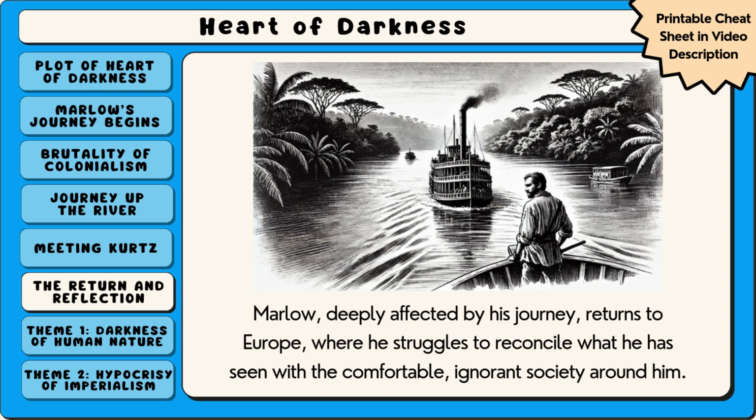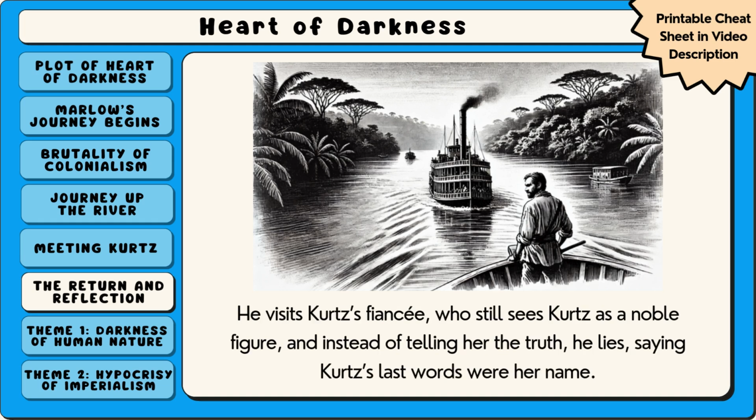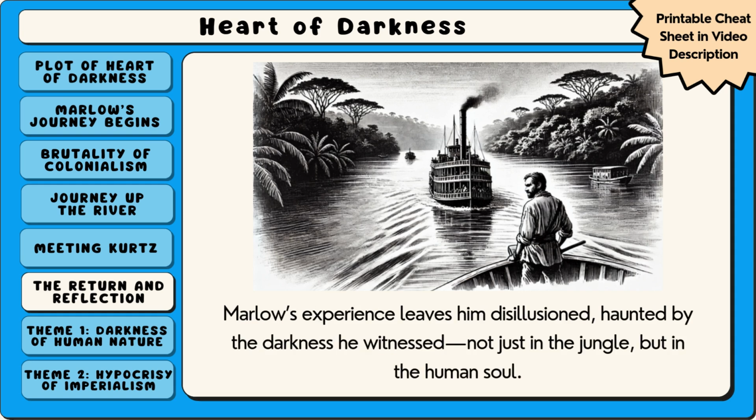Marlow, deeply affected by his journey, returns to Europe, where he struggles to reconcile what he has seen with the comfortable, ignorant society around him. He visits Kurtz's fiancée, who still sees Kurtz as a noble figure, and instead of telling her the truth, he lies, saying Kurtz's last words were her name. Marlow's experience leaves him disillusioned, haunted by the darkness he witnessed, not just in the jungle, but in the human soul.